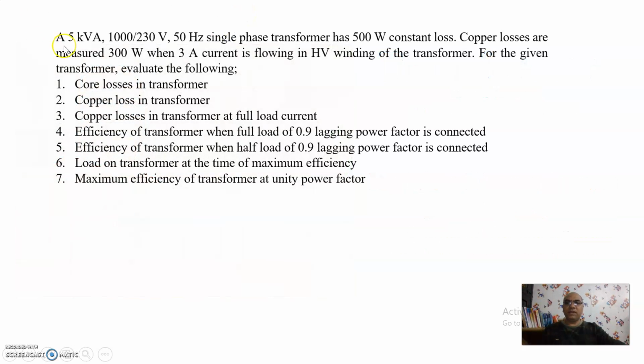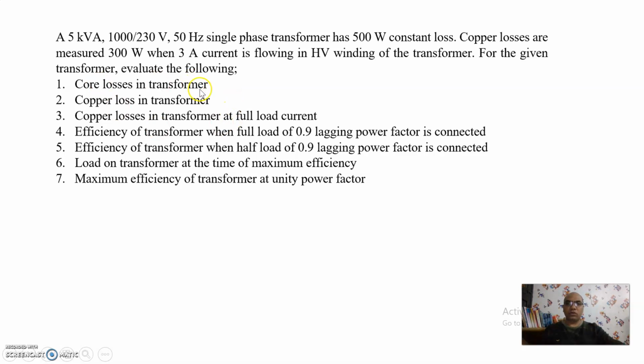A 5 kVA 1000/230 volt 50 Hz single phase transformer has 500-watt constant loss. Copper losses are measured 300 watt when 3 ampere current is flowing in high voltage winding of transformer. For this given transformer, evaluate the following.